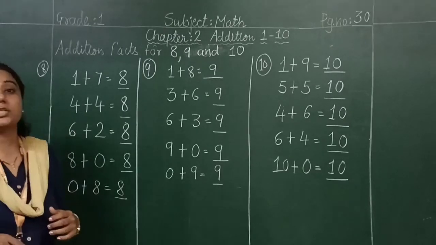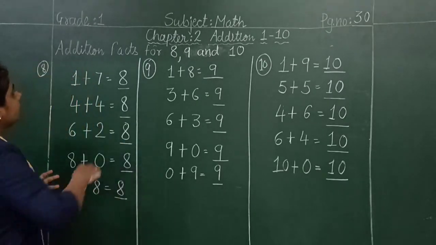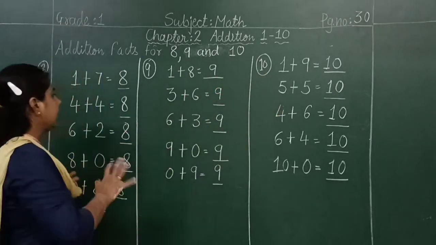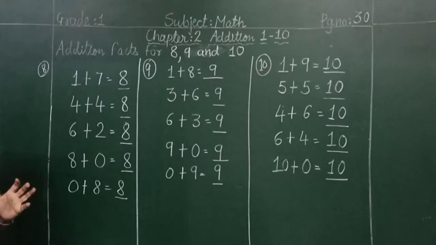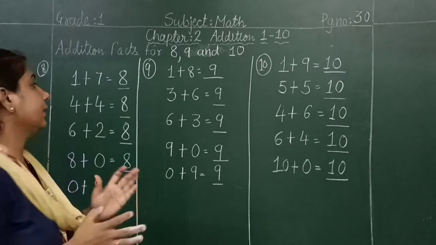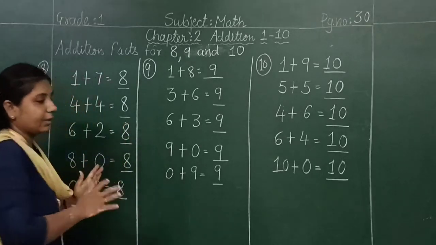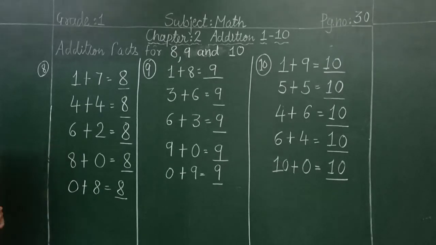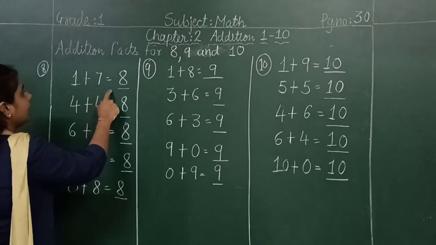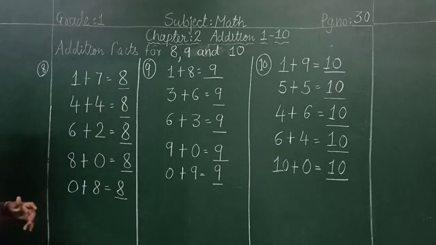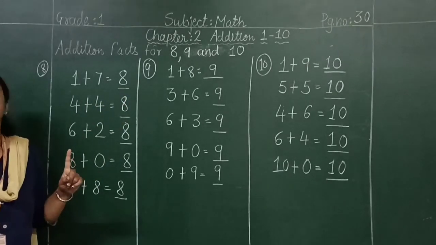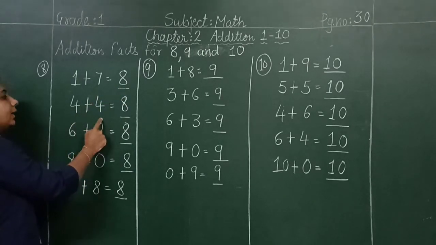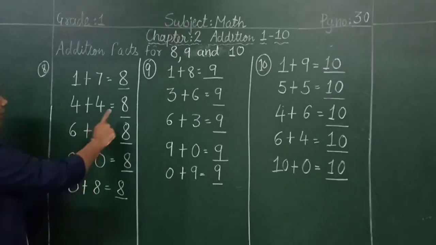Now after addition facts of till 7, we will learn addition facts for 8, 9 and 10. Here also one that is same. Addition facts are same. Yes, kaise? But digits are changing but answer is remaining same. How? First we will see the addition facts of 8. 1 plus 7 equals to 8. 1 plus 7. Yes, 1 ke saath hum 7 add karenge. So what is your answer? 8. 4 ke saath 4 add karenge. Answer is same. 8 only.